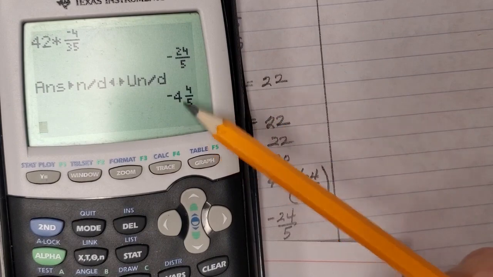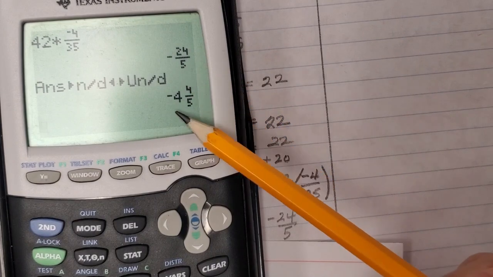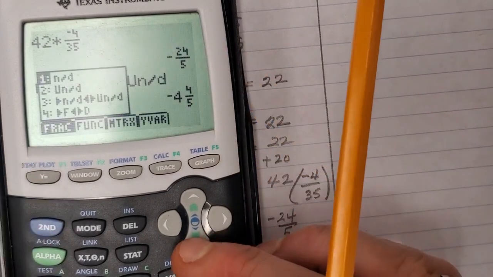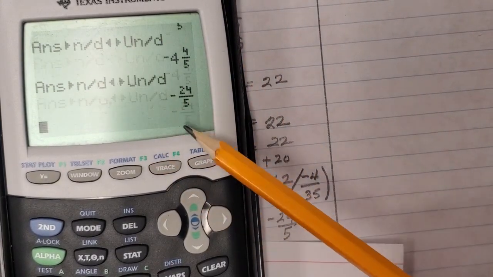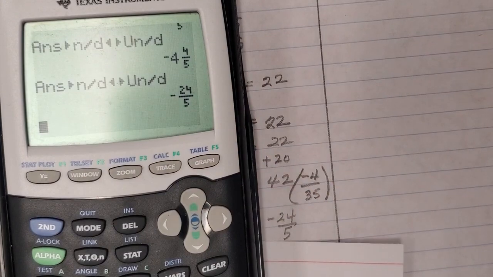Let's change it back just so we know how to do it. Go alpha F1, down to the third option again, enter, enter, and it changed it back. Okay, so you should know how to change an improper fraction to a mixed proper and back. And it's just using the third option twice. You hit enter, enter. Okay, makes sense? You got it? No? Okay. I missed all of that.